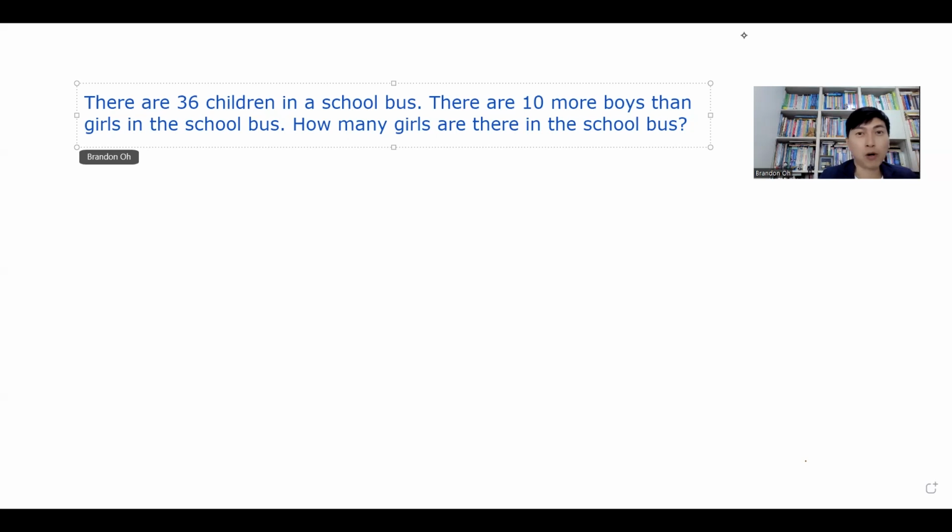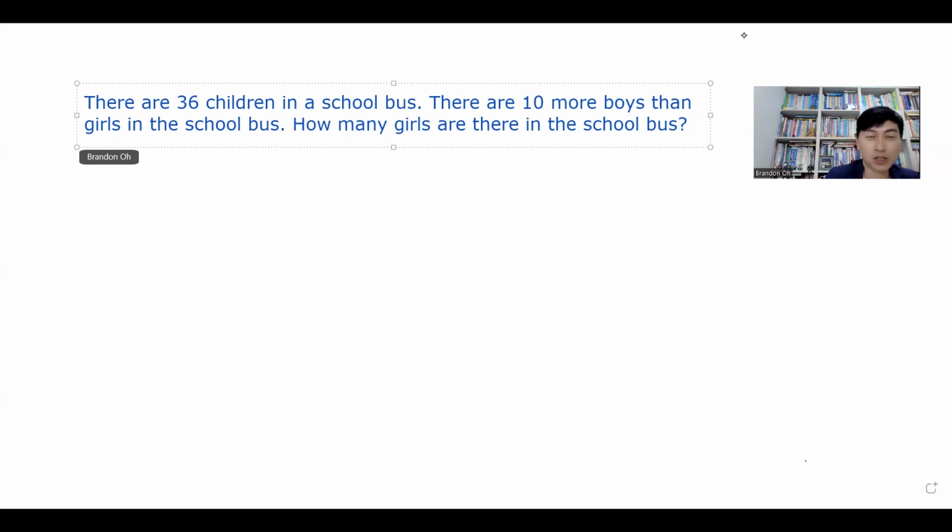Without drawing a model, it is a bit difficult for you to imagine the numbers and the stories that are mentioned here. So let us first understand this question. There are 36 children in the school bus, and there are 10 more boys than girls in the school bus. How many girls are there in the school bus?